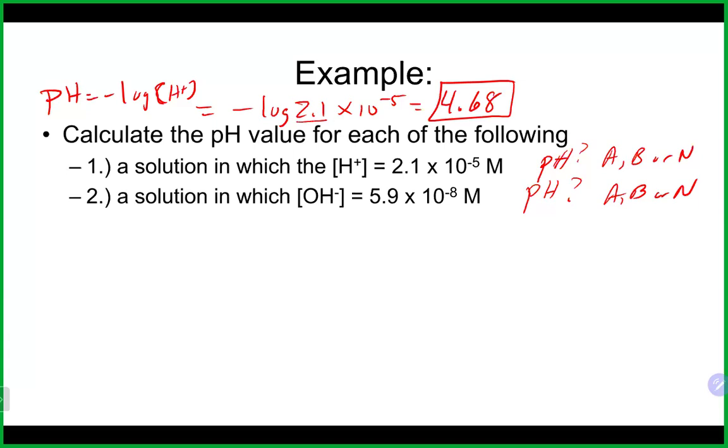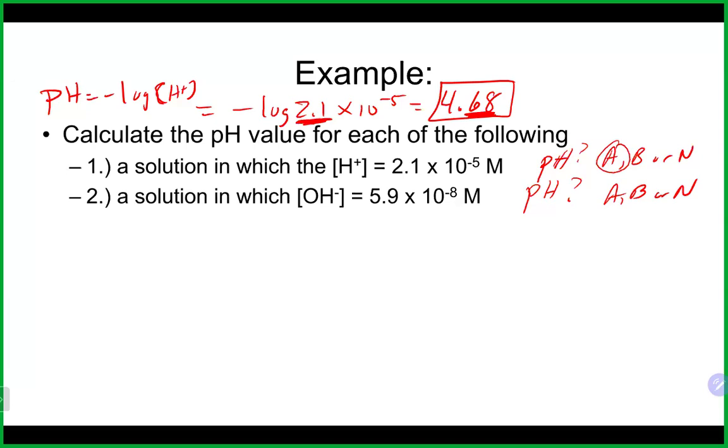Once again here, two significant figures, so two decimal places. Is this acidic, basic, or neutral? This should be acidic, being less than 7 in this case. Any questions on that one there?